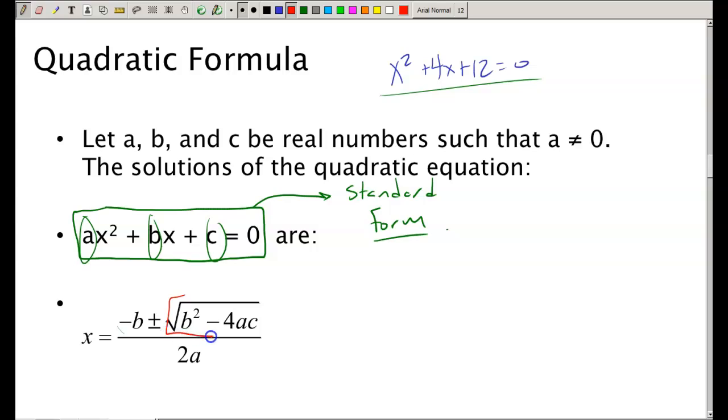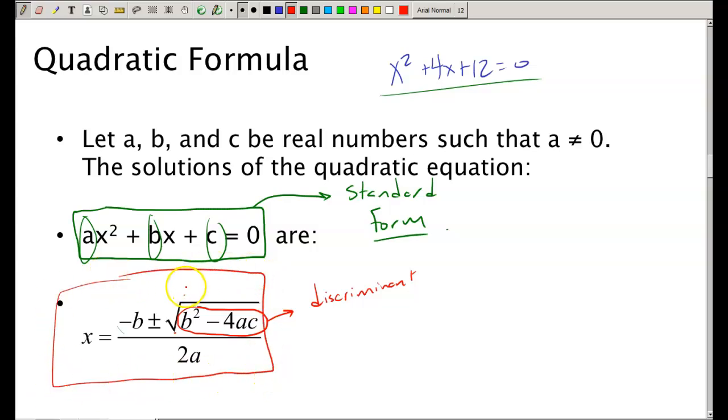Now right here, b squared minus 4ac, this is called the discriminant. That we'll talk about in a little bit. I would say that's kind of like the heart of the quadratic formula. It tells us a lot about the situation, and we'll get to that. But if we simply take the a, b, and c values and plug them into this formula, this pattern here, we're going to solve for the x values for the problem.